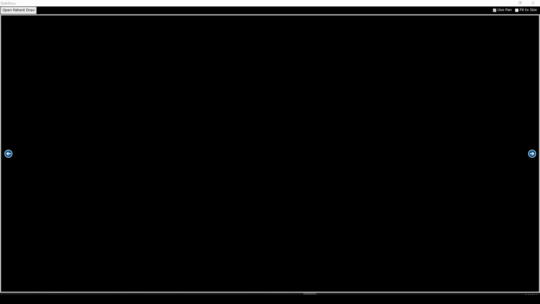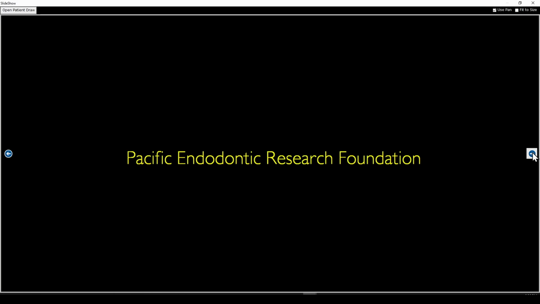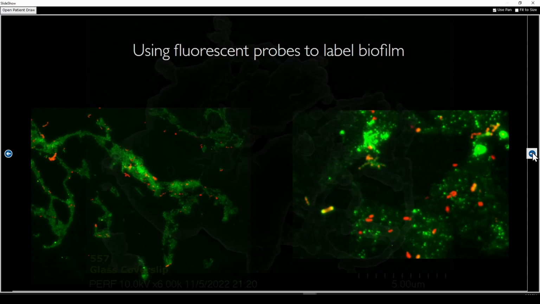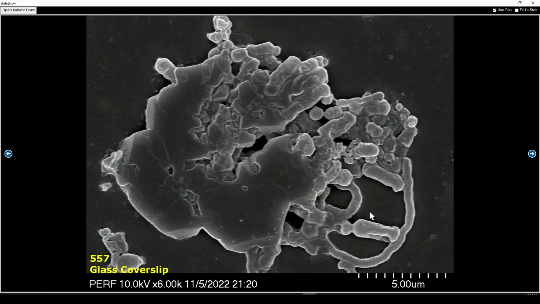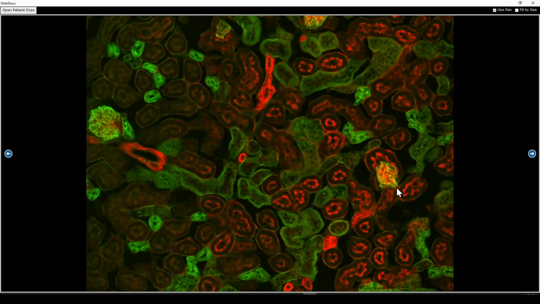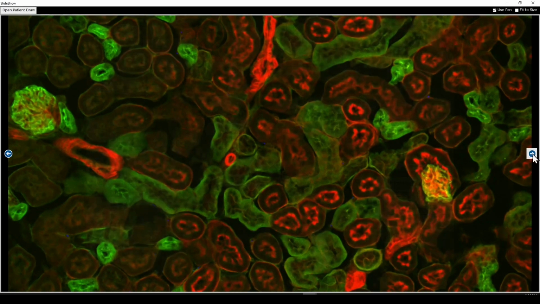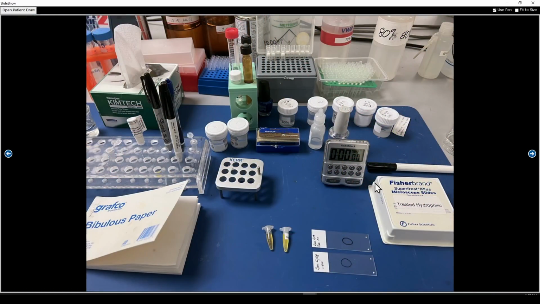This is a brief review of fluorescent microscopy for those of you who are following our goal in staining the EPS in the biofilm. As you saw from the prior videos, it's very difficult to detect the EPS in a biofilm. And what fluorescent microscopy does is it stains proteins, lipids, and carbohydrates in the EPS.